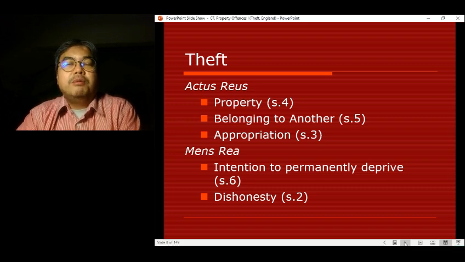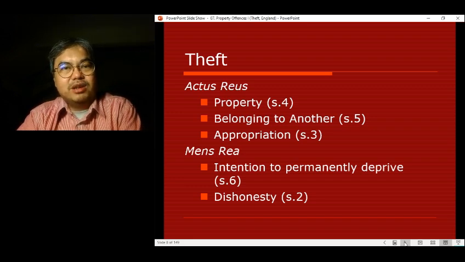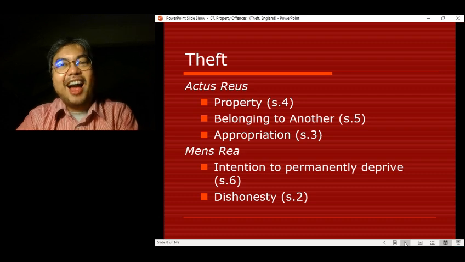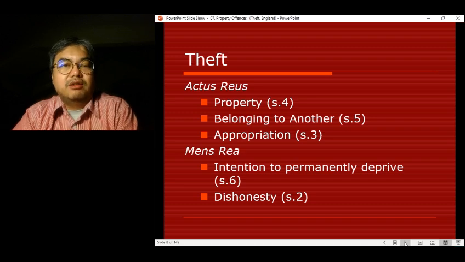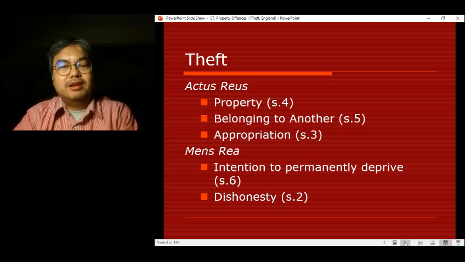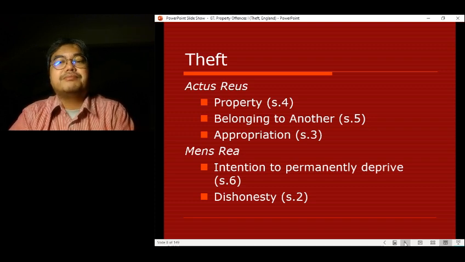Okay, so from the definition, you'll see that there are five elements, and out of these five elements, three are the elements that belong to the actus reus of the offense, and two elements are the elements of the mens rea, right? So three elements for the actus reus, two for the mens rea.